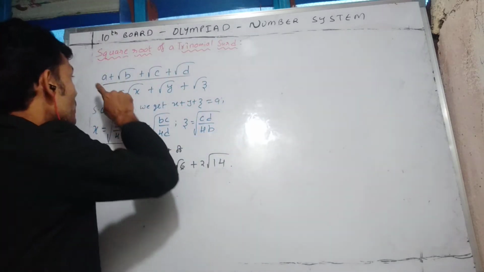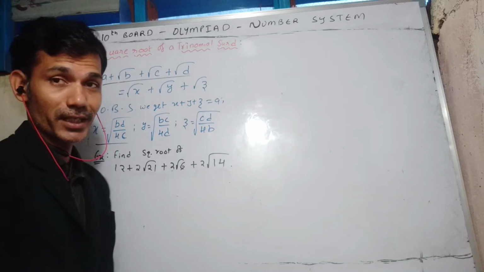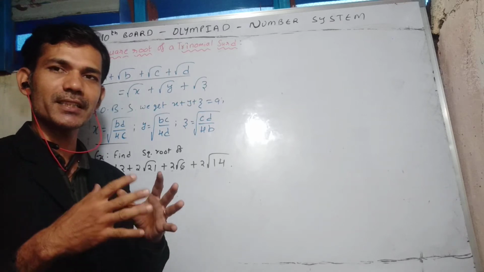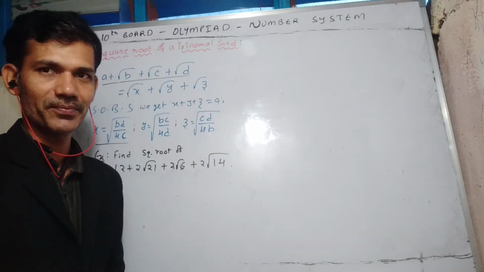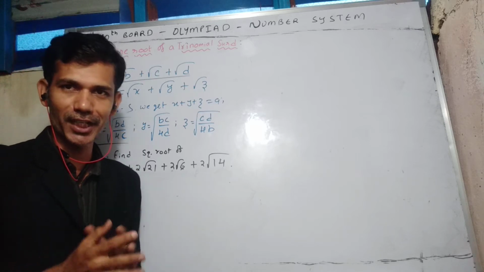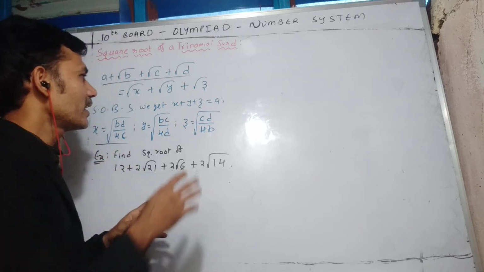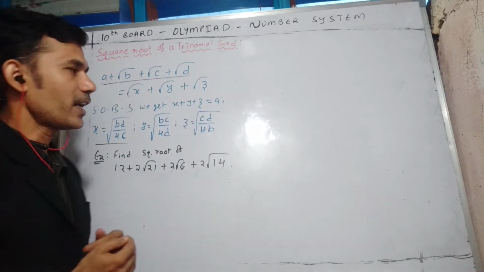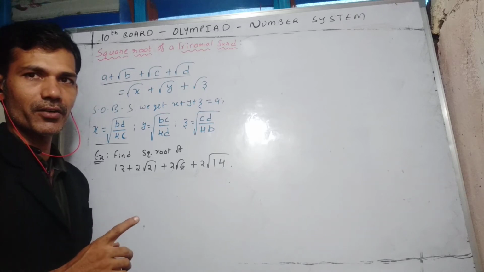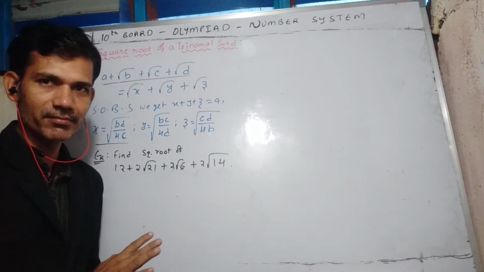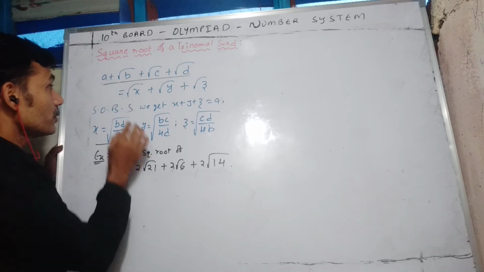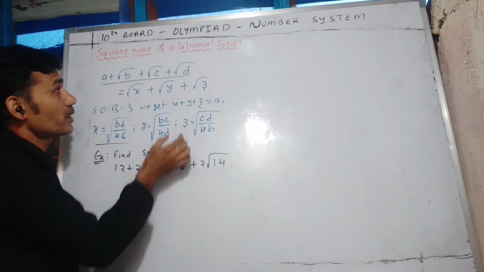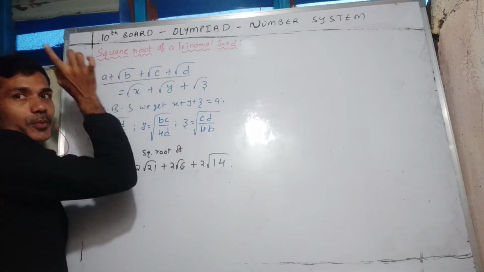If you want to find the square root of a plus under root of b plus under root of c plus under root of d, and it is equal to under root of x plus under root of y plus under root of z, then if you square on both sides and compare rational and irrational parts, the rational part x plus y plus z will be equal to the rational part a, and x will be equal to square root of b times d upon 4c, y will be equal to square root of bc upon 4d, and z will be equal to square root of cd upon 4b.